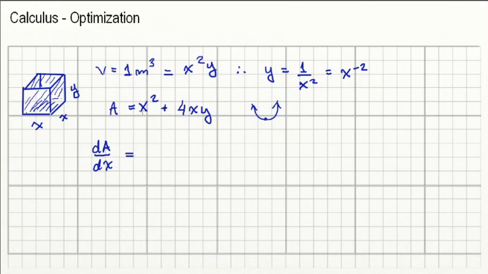So if I take the derivative of function A, I will have 2x plus, now y here, I will have to replace and put everything in terms of x, right? So let me rewrite this equation before we move forward. So if everything was in terms of y, this would be x squared plus 4x over x squared. So our area only in terms of x is x squared plus 4x to the negative 1. This is our formula for the area.